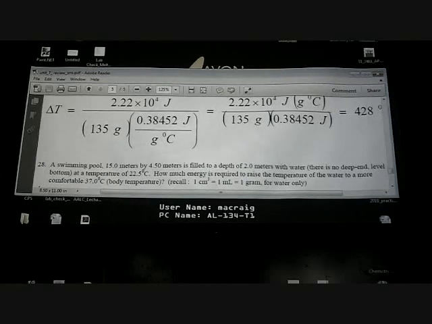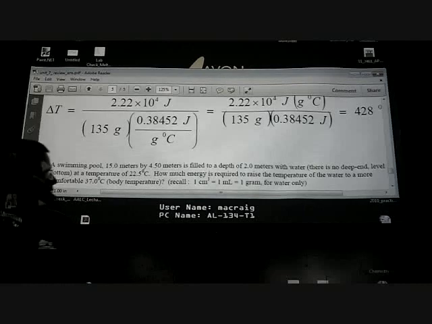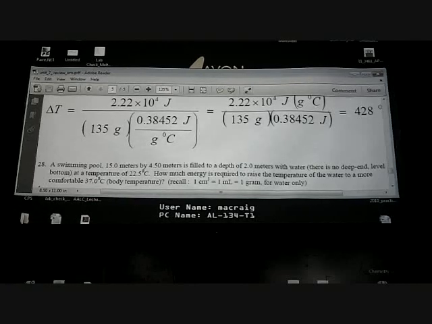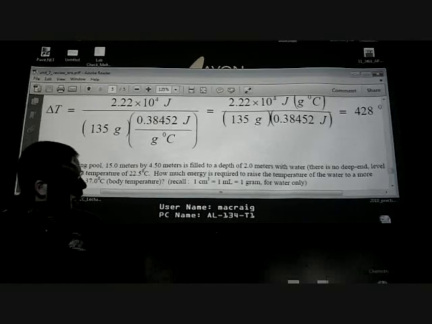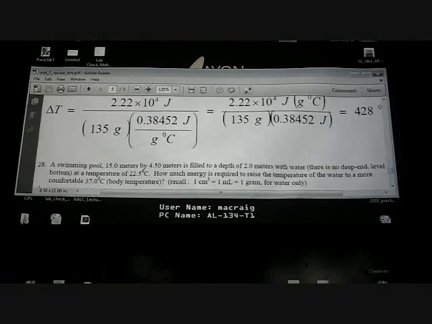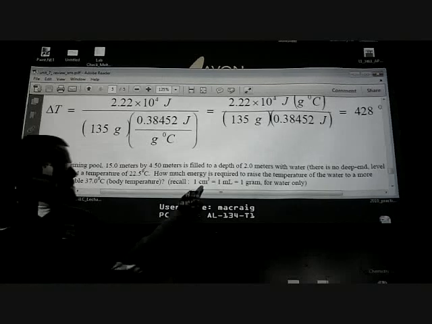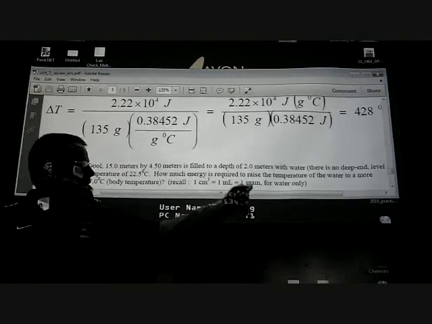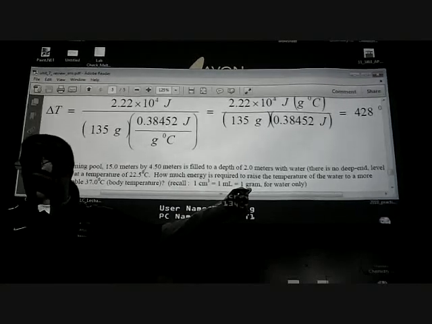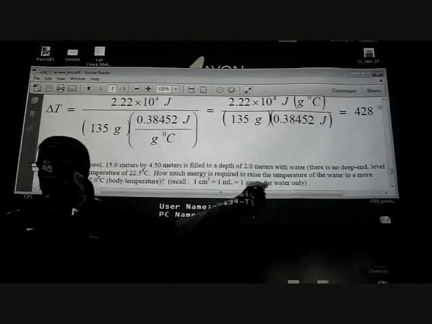All right, 28. A swimming pool 15 meters by 4.5 meters is filled to a depth of 2 meters with water. There's no deep end. At a temperature of 22.5 degrees, how much energy is required to raise the temperature of the water to a more comfortable 37 degrees? That's your body temperature. And recall that 1 centimeter cubed equals 1 milliliter and equals 1 gram. That's pretty important, and that's for water only.